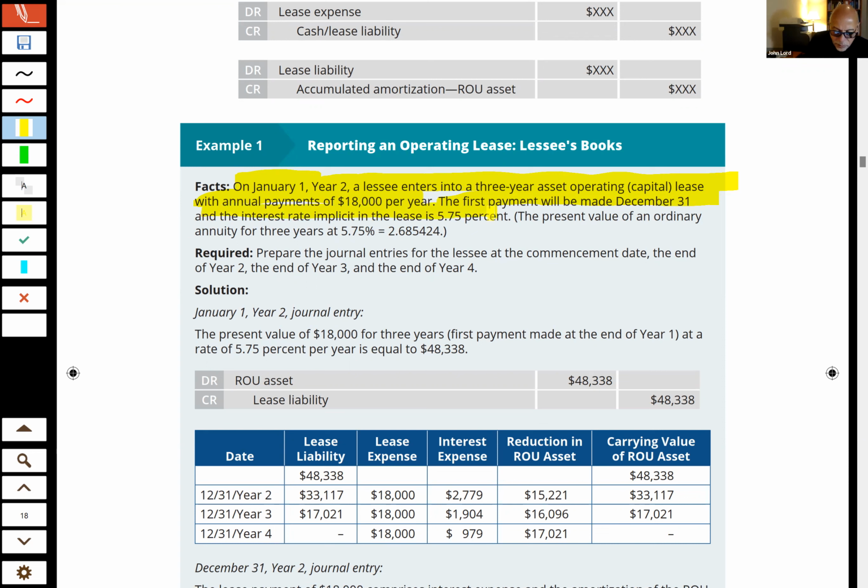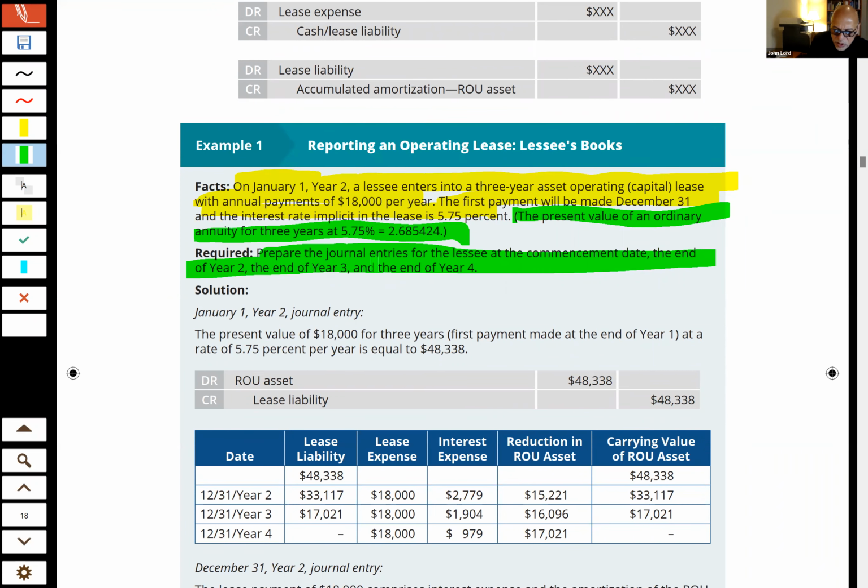The present value of the ordinary annuity is 2.6 whatever, and the problem would probably give you that present value factor, okay? So what do we do? We go ahead and take a look. They want us to prepare the journal entries, which there's really not much to, year after year, because they are almost identical.